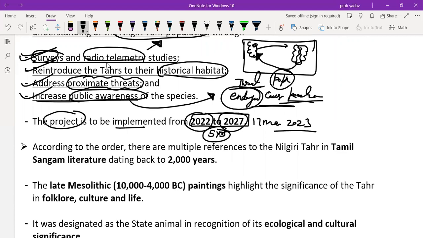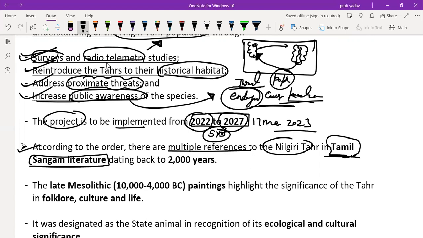Project Nilgiri Thar. Next, according to the order, there are multiple references to the Nilgiri Thar in the Tamil Sangam literature. This literature is very important in the culture and history of India. In this Tamil Sangam literature, the mention of Nilgiri Thar dates back 2000 years. So this species is very important in terms of culture, history and environment.